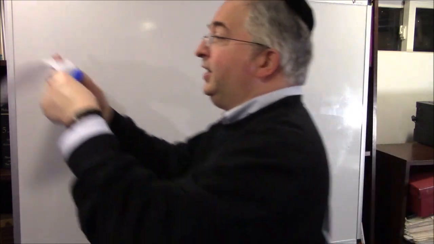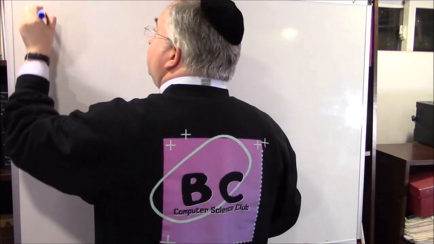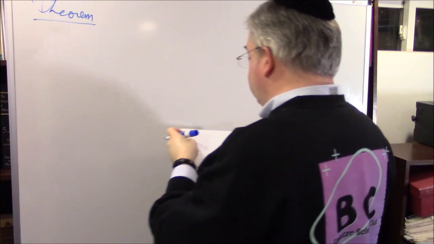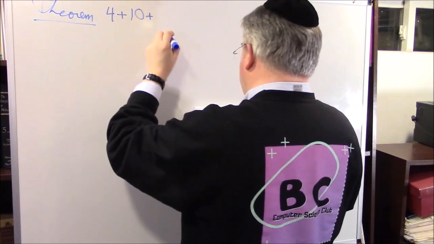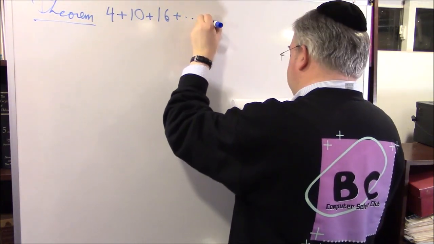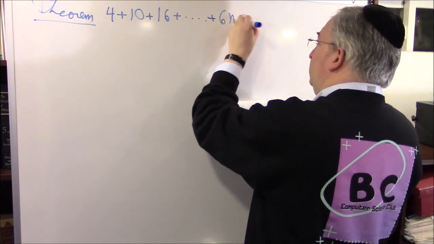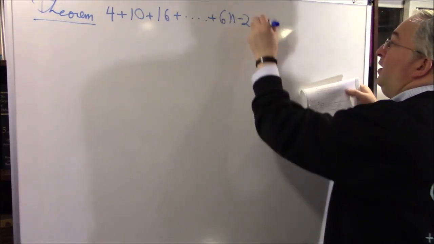Okay, this is an exercise from the book. I do most of the book's exercises here, and then you get the other ones as homework. So let's do this. The theorem goes as follows: 4 plus 10 plus 16 plus dot dot dot plus 6n minus 2. I have to figure that out.